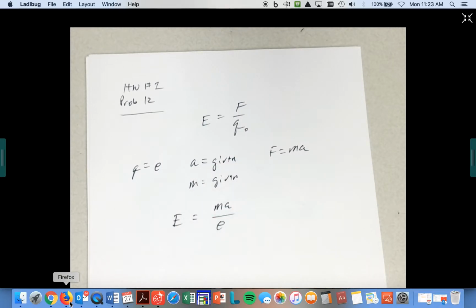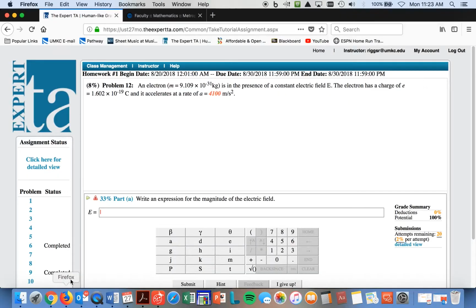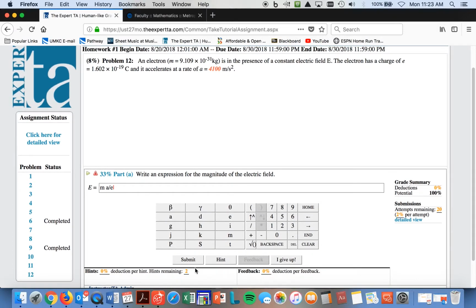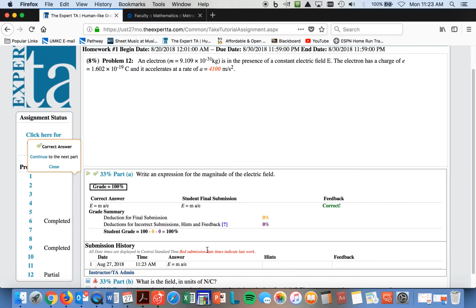Then everything else is fine, right? So they want us to do ma divided by e. I'm going to submit that and see if it works. Okay, that's the correct answer. I had to look it up because I was looking for Q. I was looking for F over Q, E equals F over Q. I had the ma, but I was wondering where Q was. Well, here was Q.